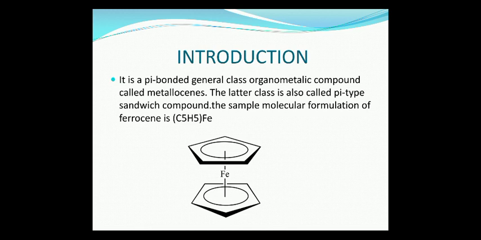Ferrocene is actually a metallocene or sandwich compound. It is a pi-bonded general class organometallic compound. The latter class is also called pi-type sandwich compound. The simple molecular formulation of ferrocene is shown in the figure.